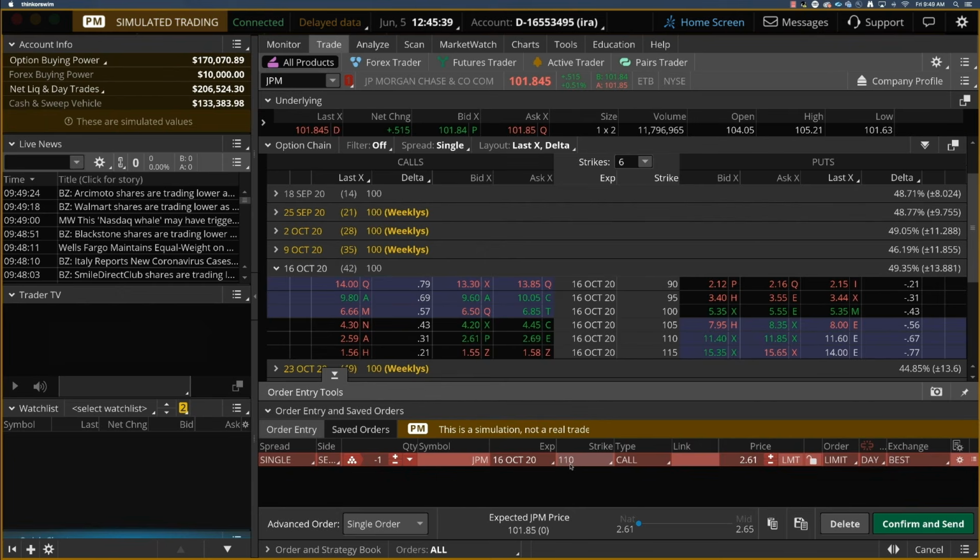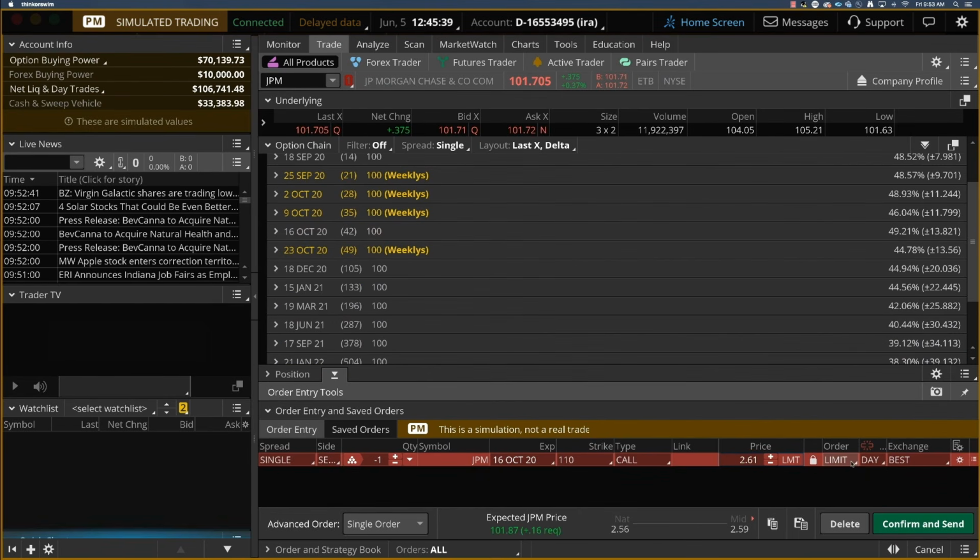That means the investor can make from about 102-ish up to 110, which is $8, and also get the premium of that $2.61. You'll notice also where it says order limit. Limit is saying you want that price or higher, but not lower, okay? Could be filled for higher though.